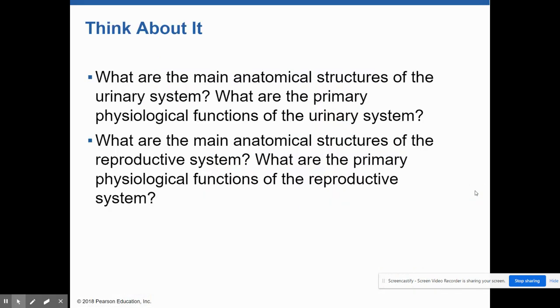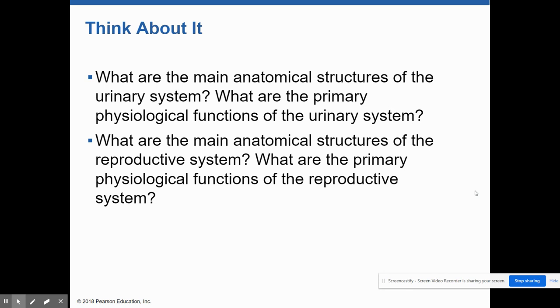The last review session for today, think about what are the main anatomical structures of the urinary system and the primary physiological functions of the urinary system. And then what are the main anatomical structures of the reproductive system and the primary physiological functions of the reproductive system? Take some time to review this information. You can pause the video while you review this information and then press play once you're ready to move on.